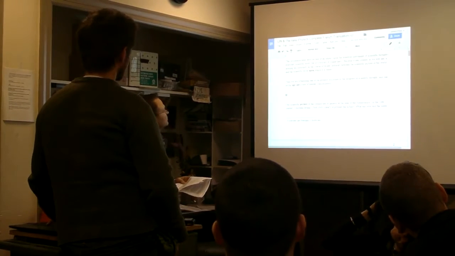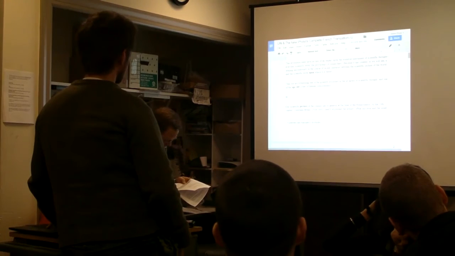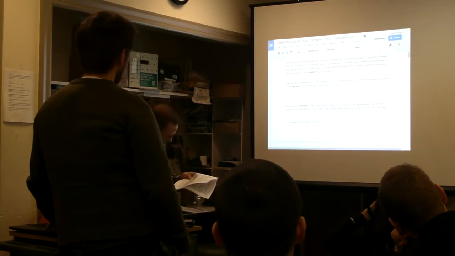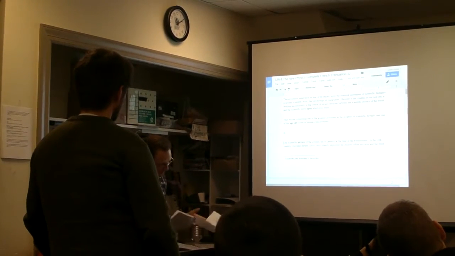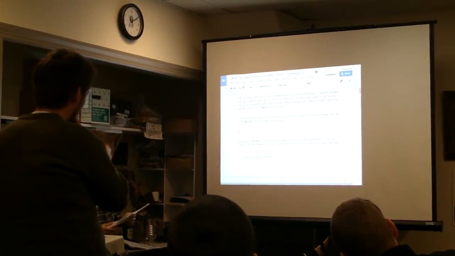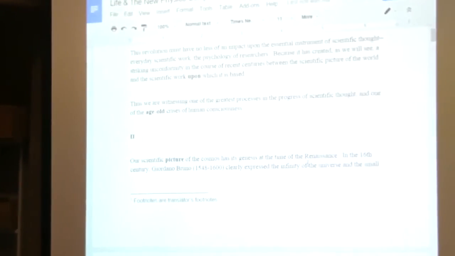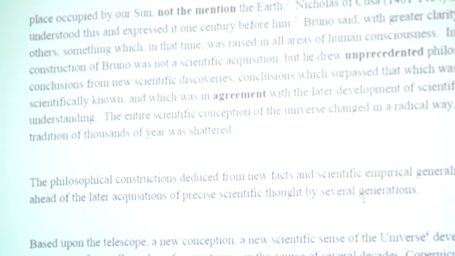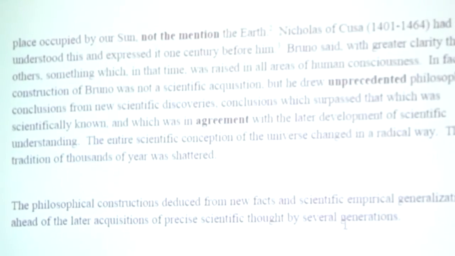Thus, we are witnessing one of the greatest processes in the progress of scientific thought, and one of the age-old crisis of human consciousness. Our scientific picture of the cosmos has its genesis at the time of the Renaissance. In the 16th century, Giordano Bruno, 1548 to 1600, clearly expressed the infinity of the universe and the small place occupied by our sun, not to mention the earth. Nicholas of Cusa, 1401 to 64, had understood this and expressed it 1 century before him. Bruno said with greater clarity than others, something which in that time was raised in all areas of human consciousness.